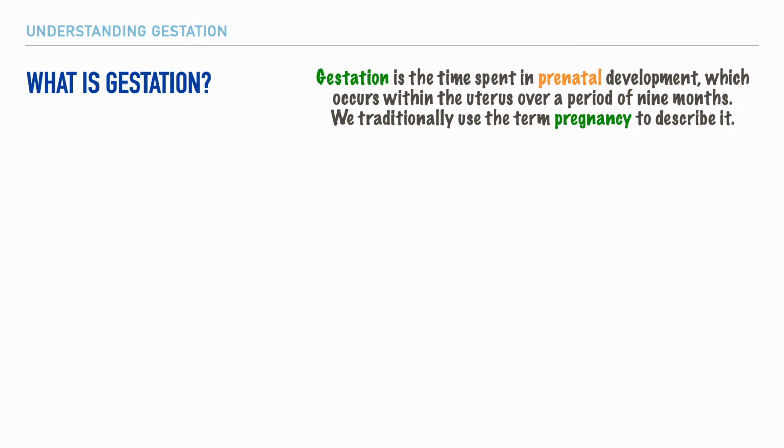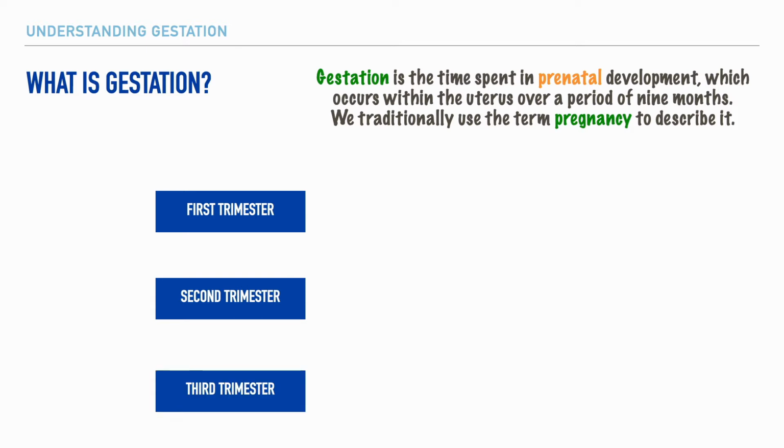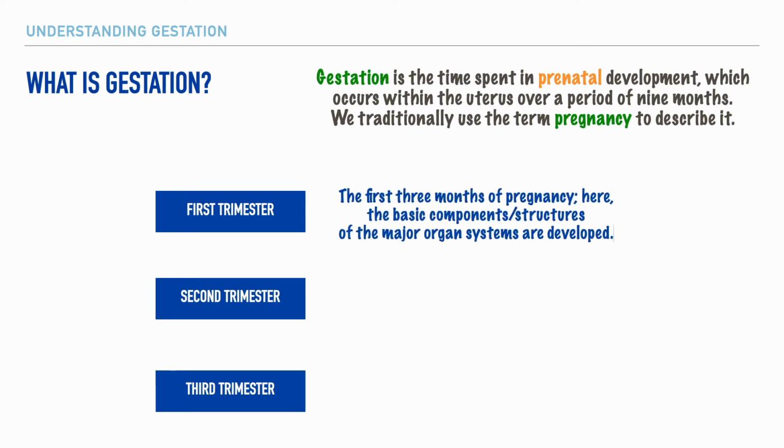Now, these 9 months of gestation or pregnancy are broken up into 3 units that we refer to as trimesters. So we have the first, second, and third trimester. Within the first trimester, we're referring to the first 3 months of pregnancy. And it's within this span of time that the basic structures and components of the major body systems are developed, making this a very crucial period of time during pregnancy.